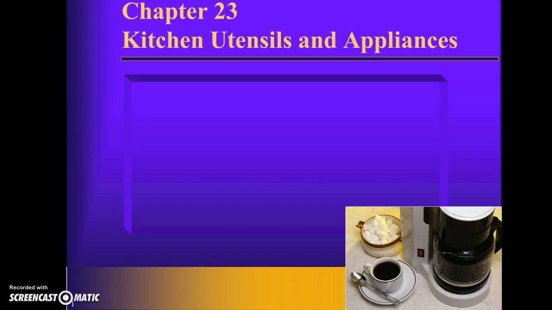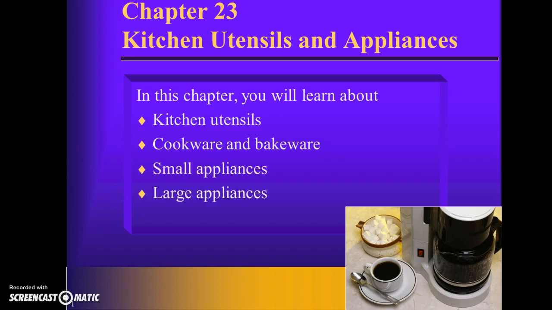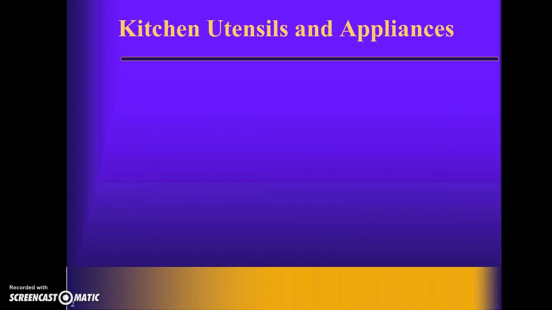Okay, let us begin. We are moving into kitchen utensils. This is the start of the quarter, and so we'll be covering equipment and what you need to learn about the equipment you use in your foods lab. So, Chapter 23, Kitchen Utensils and Appliances. In this chapter, you'll learn about kitchen utensils, cookware and bakeware, small appliances, large appliances.